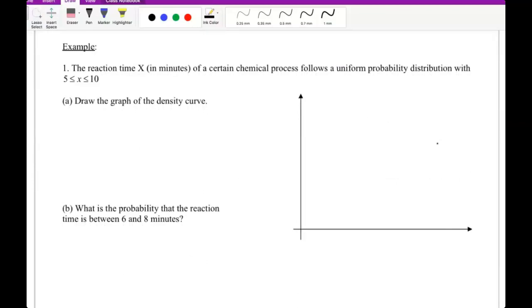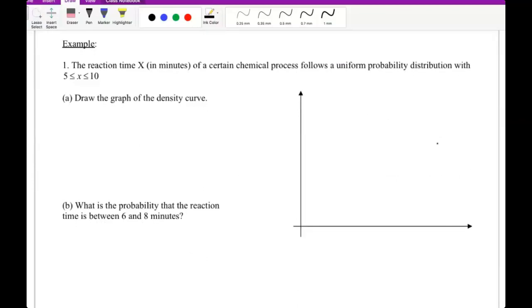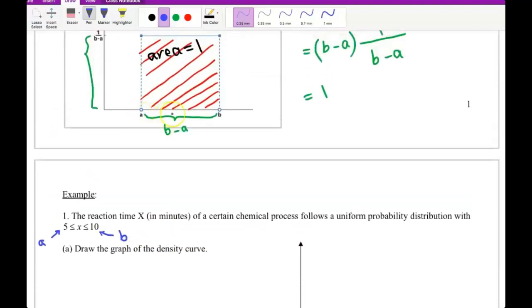Okay, now example. Example number 1, the reaction time X, in minutes, of a certain chemical process follows a uniform probability distribution with X between 5, 10. Part A, draw the graph of density curve. Okay, so our X is between 5, 10. But this is exactly the same as having A here, and here is B. I'm using A, B because here we had A, B.